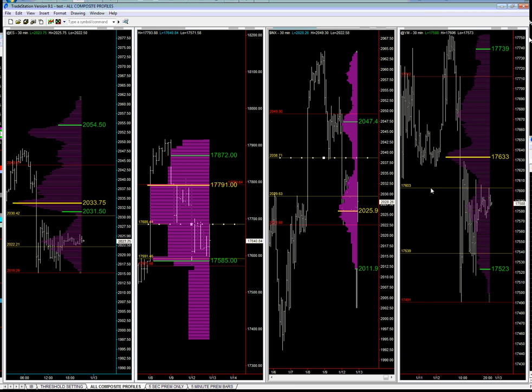So on the YM, again, here's your area of low volume. You can see it in here. The point of control being a nice potential target. So really, this point of control at 17,663, the point of control here on the Dow, 17,791, are very possible areas where we're going to find the market moving up toward.